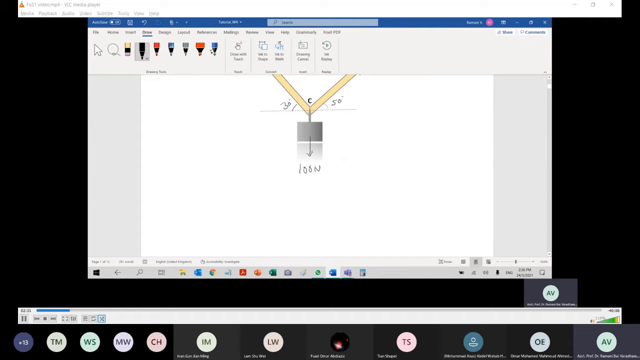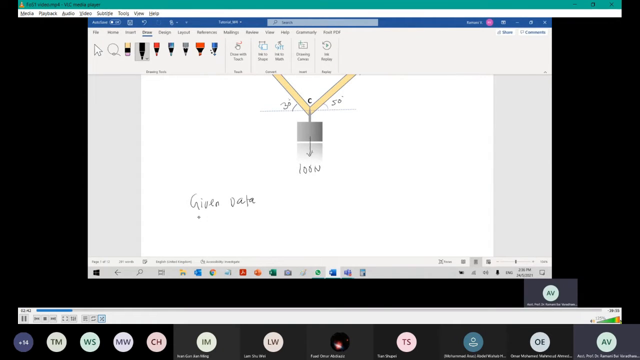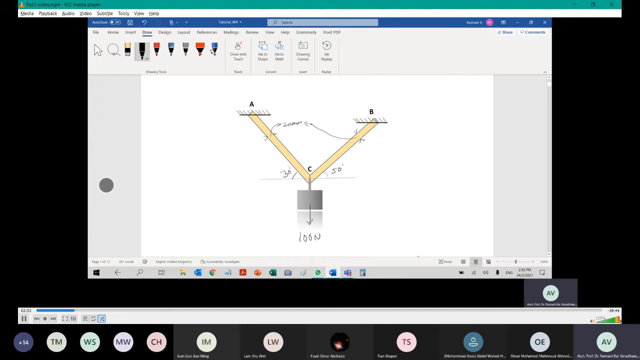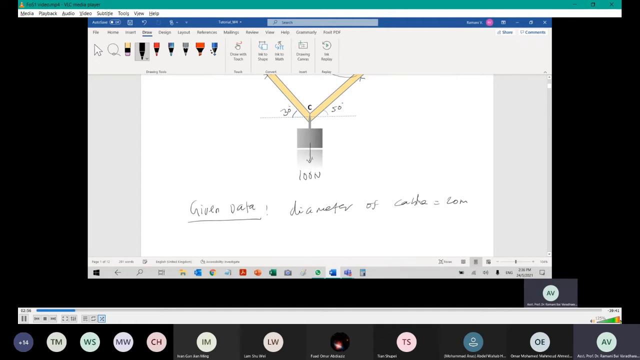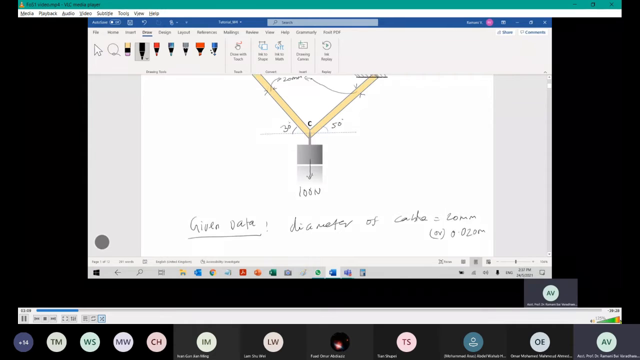As usual, you can start with the given data. You must always follow the strategy that was given to you: 5 steps. Don't forget, given data. You are given the diameter of the cable. You can immediately find the area if you want. 20 mm, or otherwise you can call this 0.02 meter. Hence, you can find the area later on.